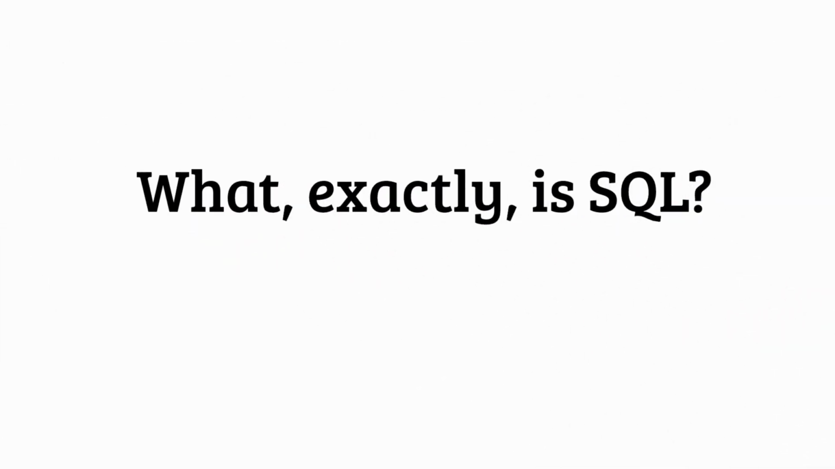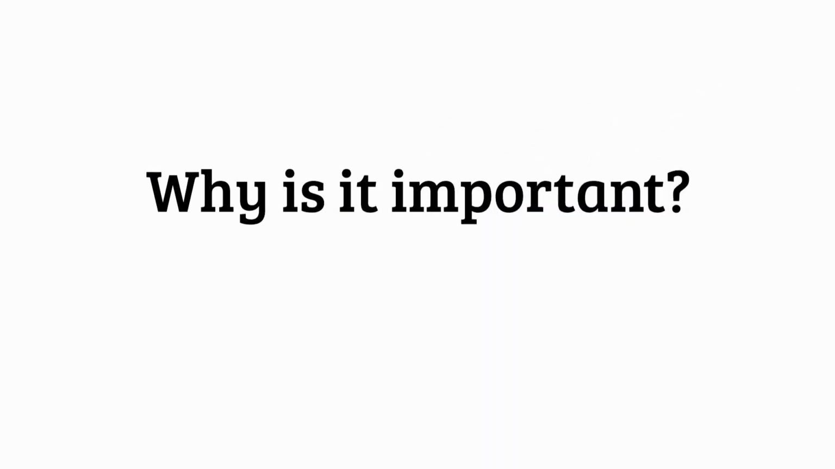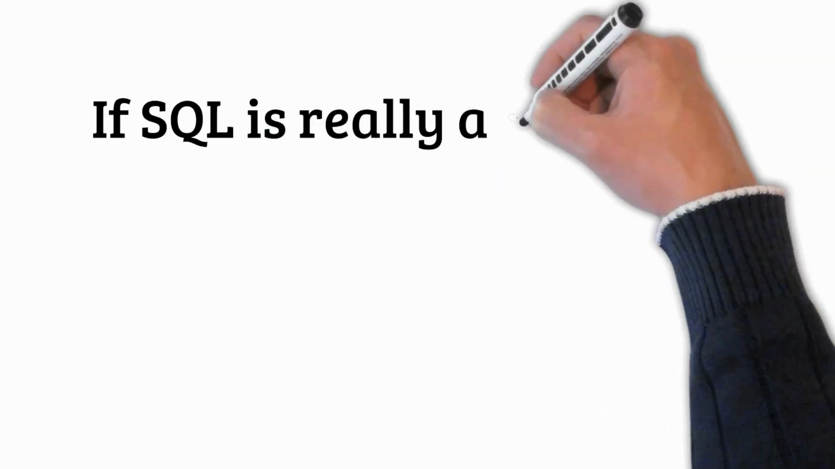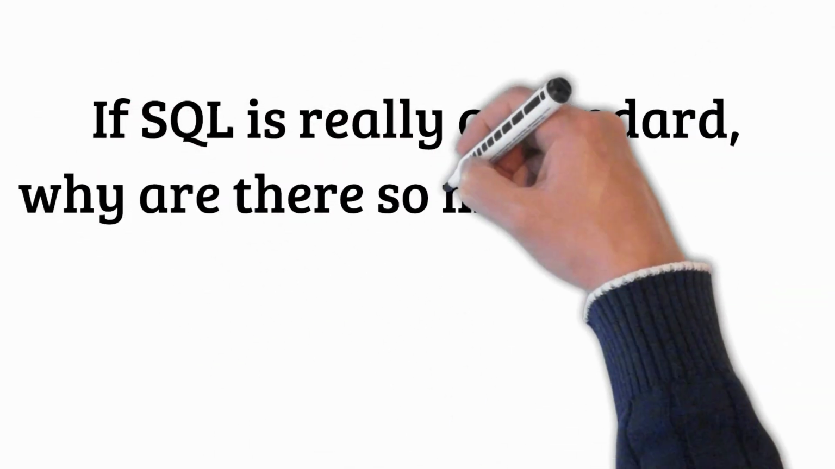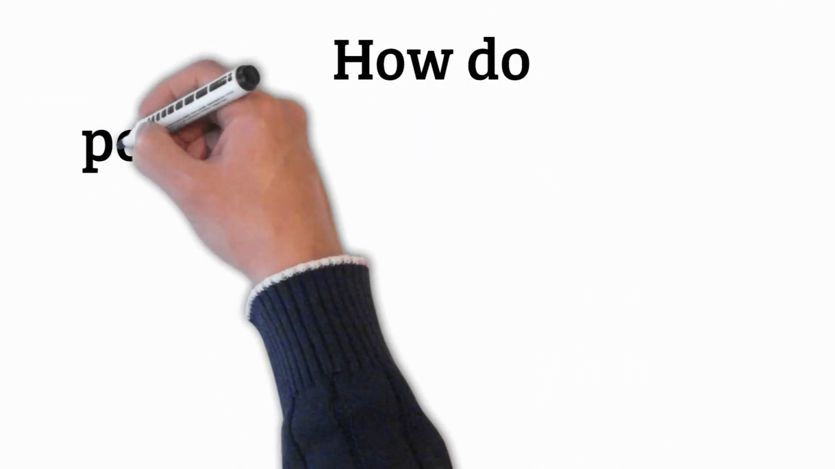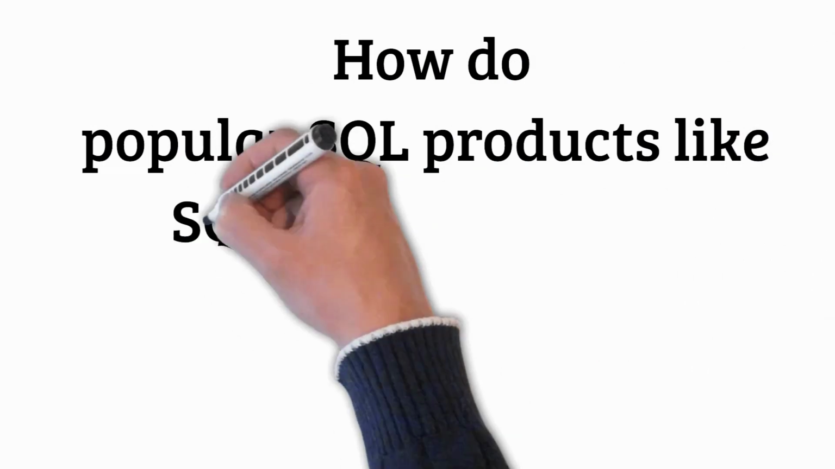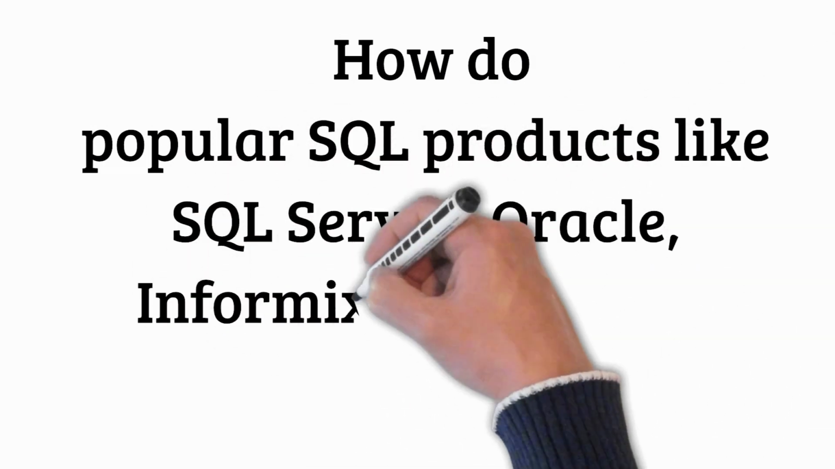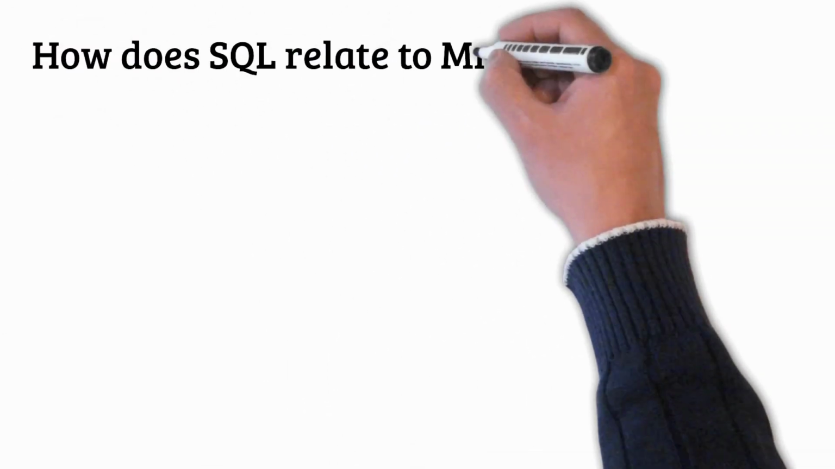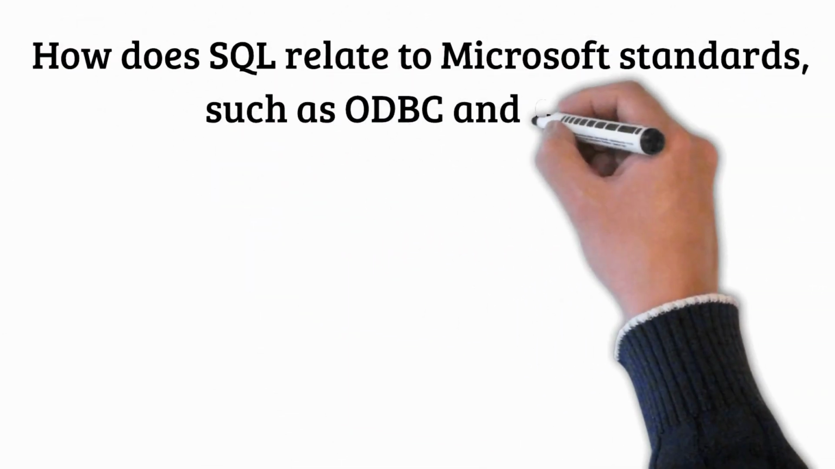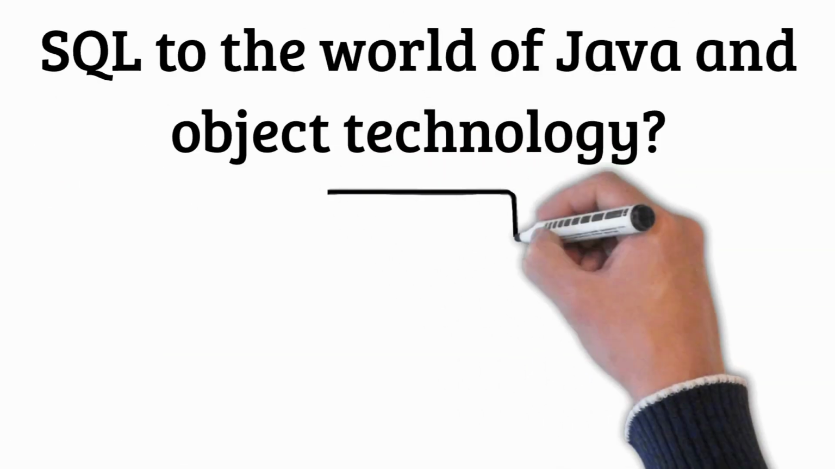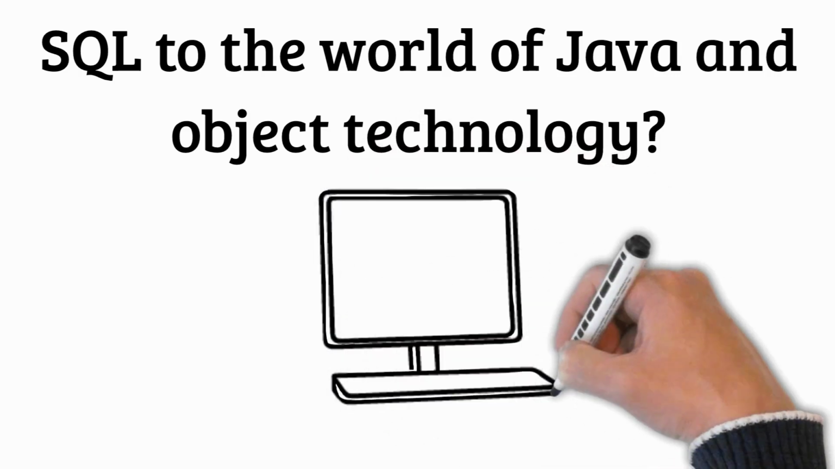What exactly is SQL? Why is it important? What can it do, and how does it work? If SQL is really a standard, why are there so many different versions and dialects? How do popular SQL products like SQL Server, Oracle, Informix, Sybase, and DB2 compare? How does SQL relate to Microsoft standards, such as ODBC and COM? How does JDBC link SQL to the world of Java and object technology?